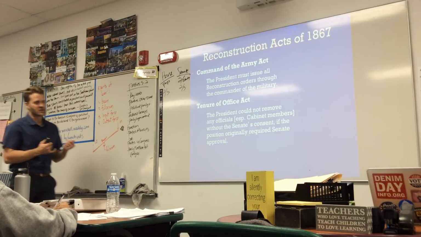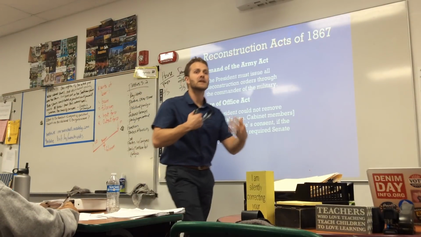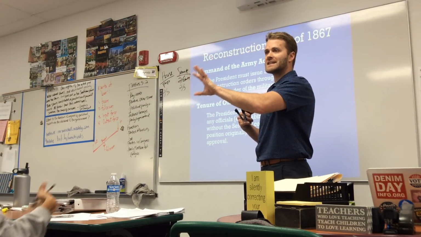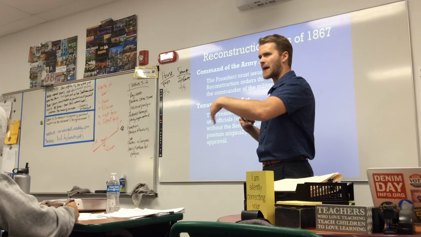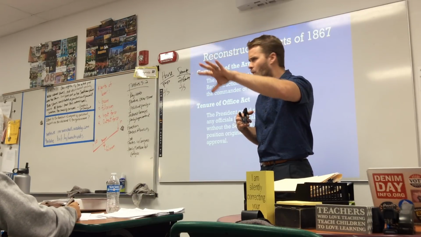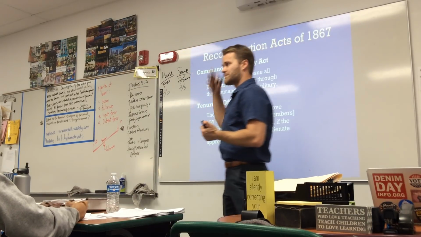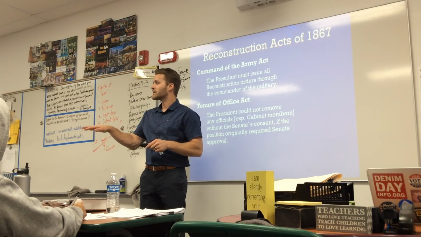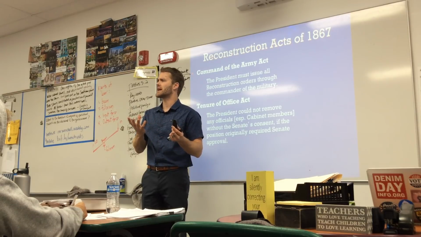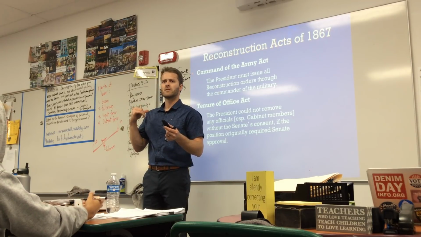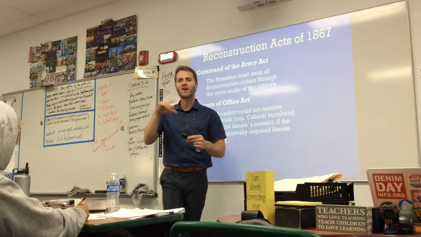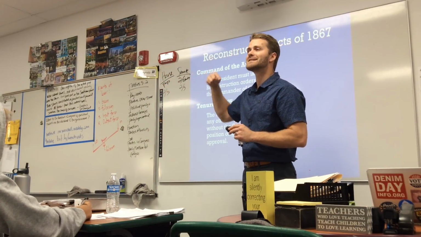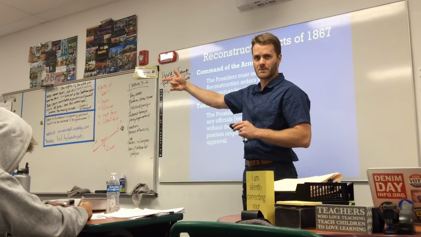Now, this is where it gets a little questionable. And I don't need you to know the legal specifics. But what it basically means is the president can't fire anybody in his cabinet. We know about the cabinet, Jackson in his cabinet, all the Secretary of State, Secretary of War, Secretary of the Treasury, all those people. The president can't fire them unless the Senate approves. Who controls the Senate right now? The radical Republicans. So they're trying to make sure that all the people that Lincoln put in power, Johnson doesn't fire and replace with more states' rights people.